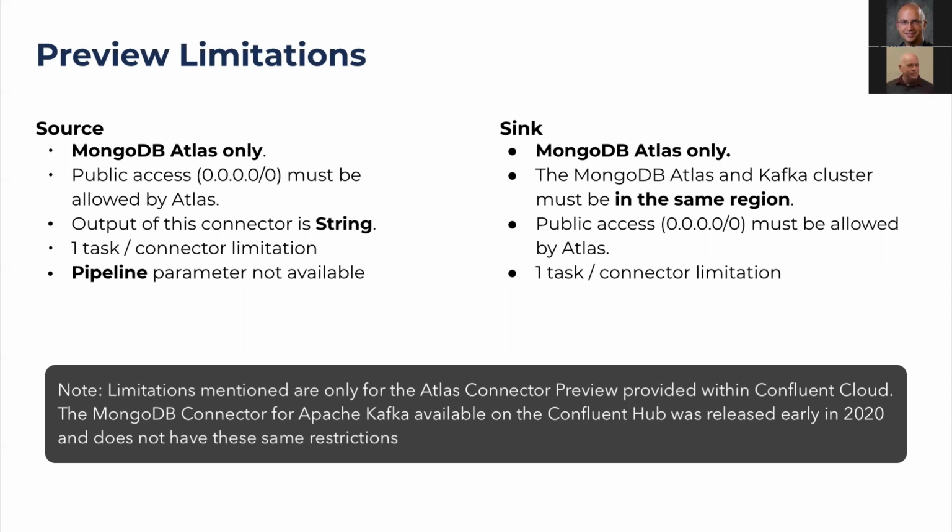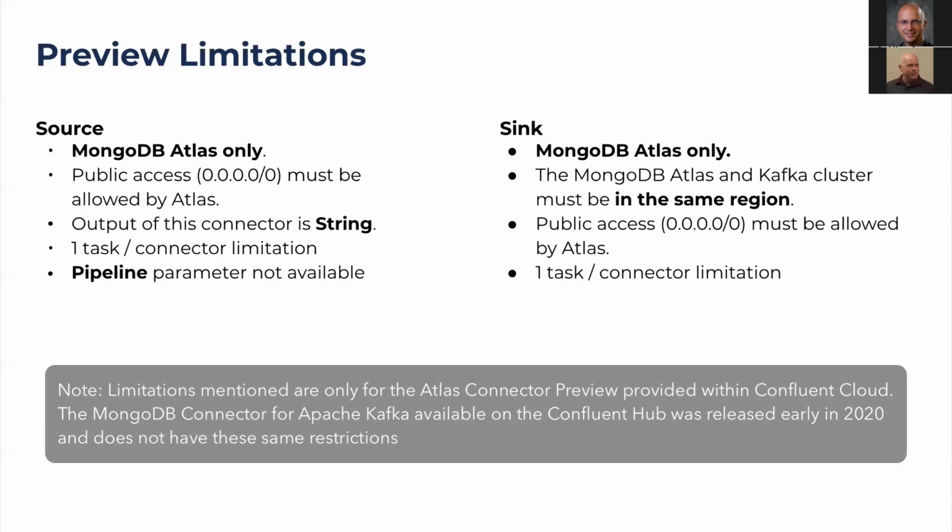On the sync side, your Confluent Cloud cluster and your MongoDB Atlas cluster must be in the same cloud provider and the same region. And this is mostly to save you costs of having to move lots and lots of data from Kafka into Atlas. And also the public access and 1 task per connector limitation also applies. So it's great to get started. Just don't go thinking you can build an aggregation pipeline yet, and don't move more data than is provided by that 1 task per connector limitation, and have your 2 clusters in the same region.